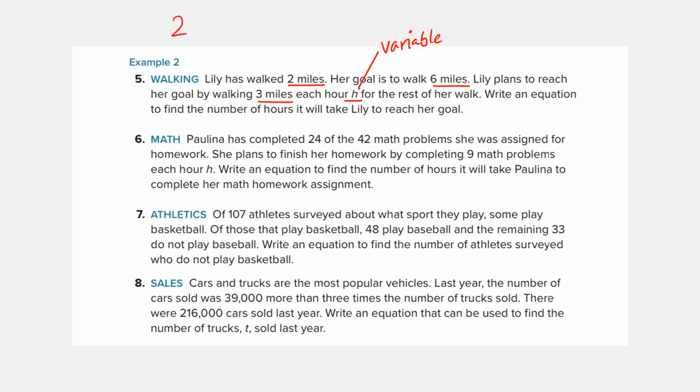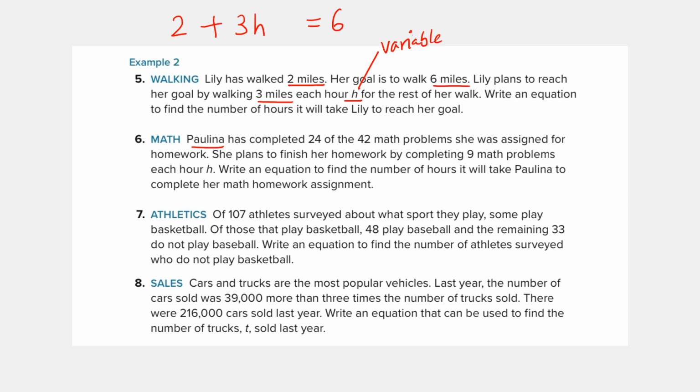So she has already walked 2 miles and she has to reach a total of 6 miles. Now in every hour h, she is traveling 3 miles. So total she will travel 3h miles. So this will be the equation: 2 plus 3h equal to 6.